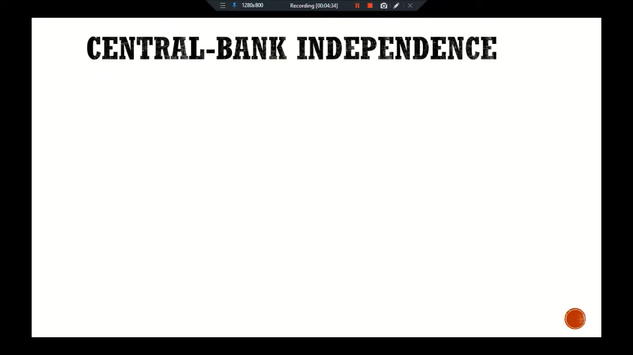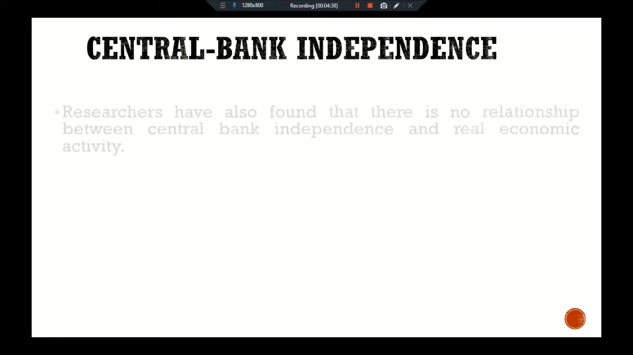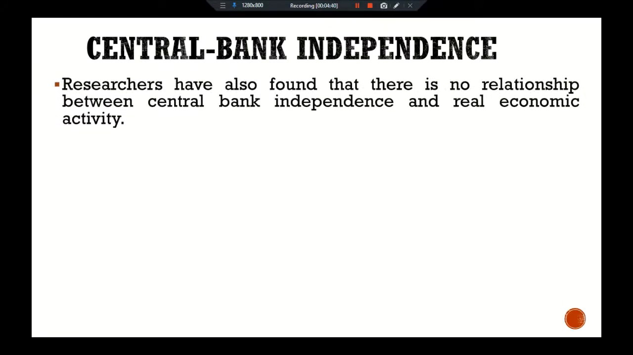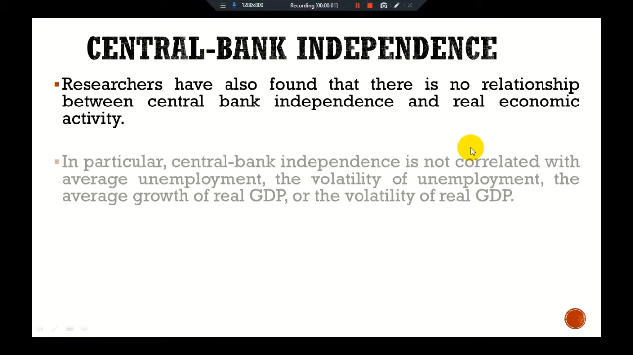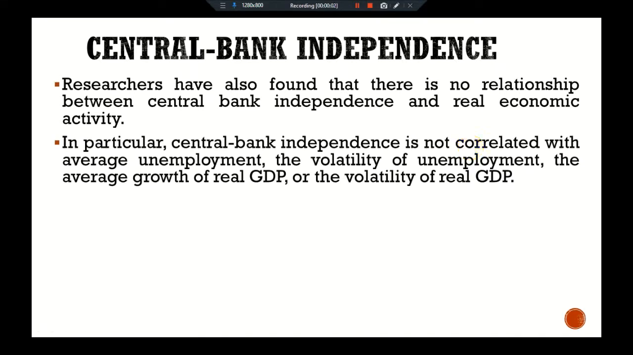Let's discuss further about central bank independence. Researchers have also found that there is no relationship between central bank independence and real economic activity. In particular, central bank independence is not correlated with average unemployment, the volatility of unemployment, the average growth of real GDP, or the volatility of real GDP.